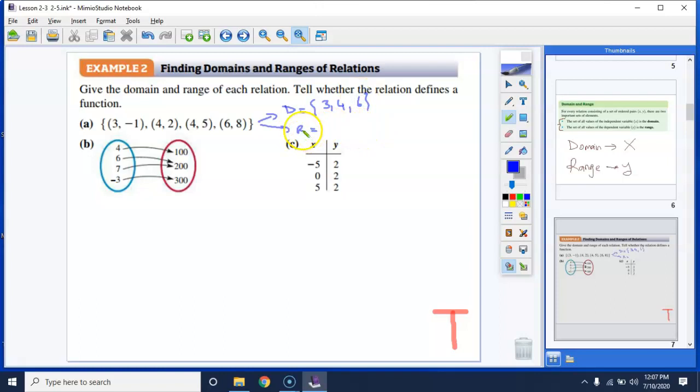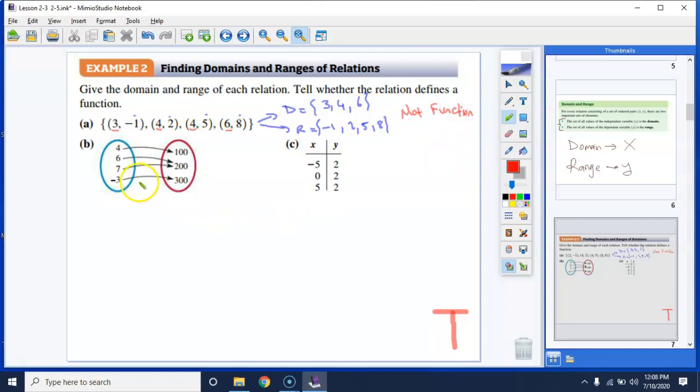Let's have a look at the range of this relation. Range is the y values, which are here. It should be negative 1, 2, 5 and 8. Then let's decide whether it is a function or not. To decide, let's check the x values. Are they repeating? Since I see that 4 is repeating, this one is not a function.